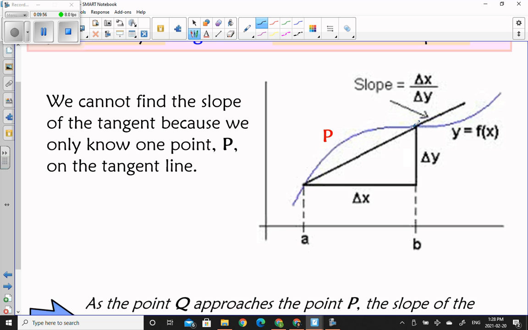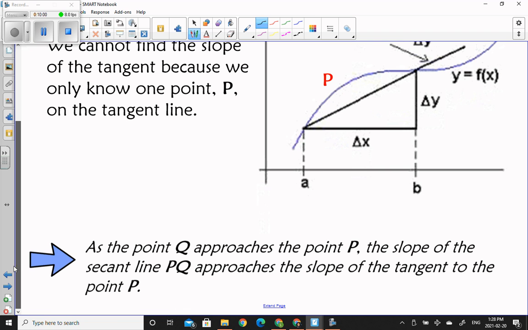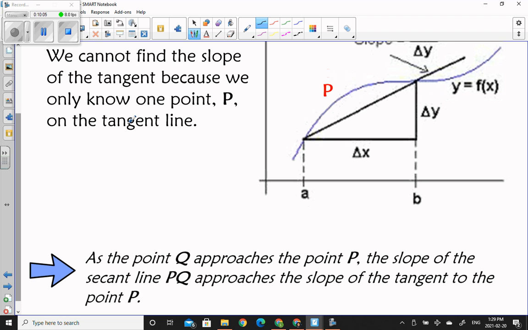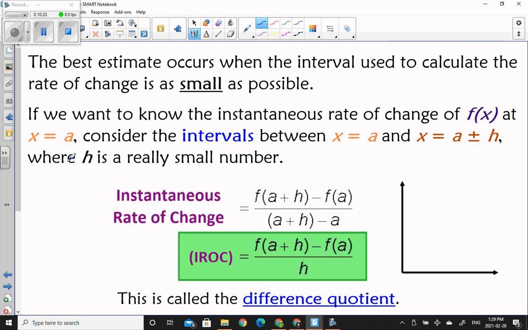So it's the same idea: we cannot find the slope of the tangent because we only know one point on the tangent line. Let's say this is our point P and this is our point Q. We are going to move point Q closer and closer to P. And so the slope of the secant line PQ approaches the slope of the tangent line at the point P. So that's the strategy we're going to use to find IROC. The best estimate occurs when the interval used to calculate the rate of change is as small as possible.